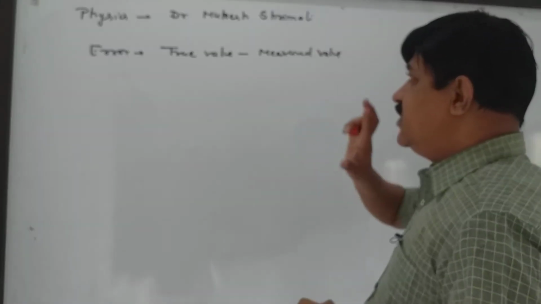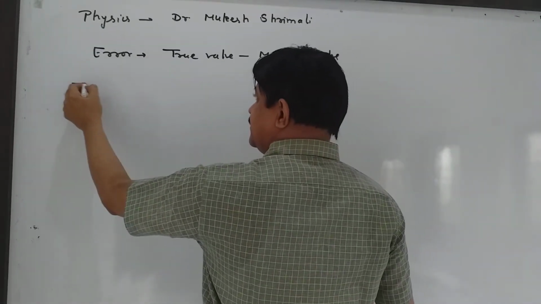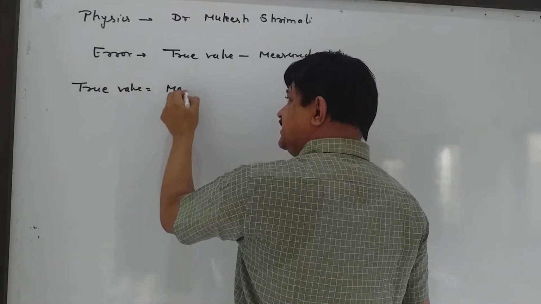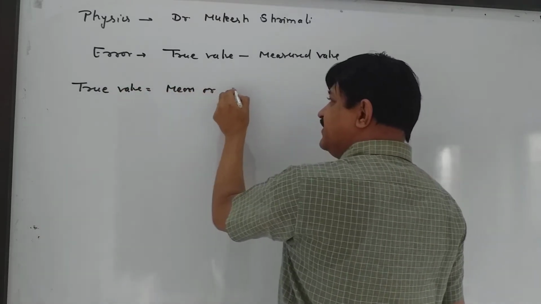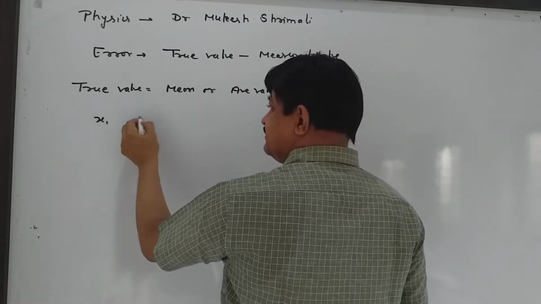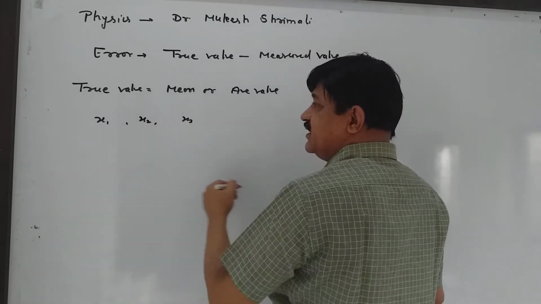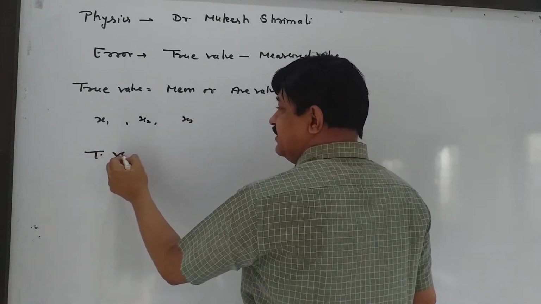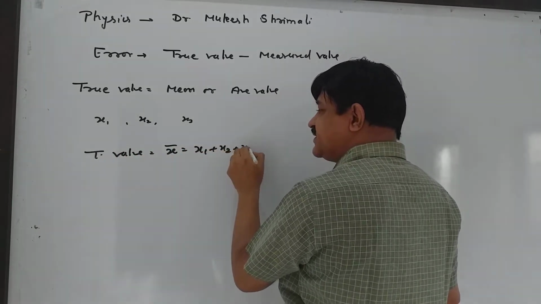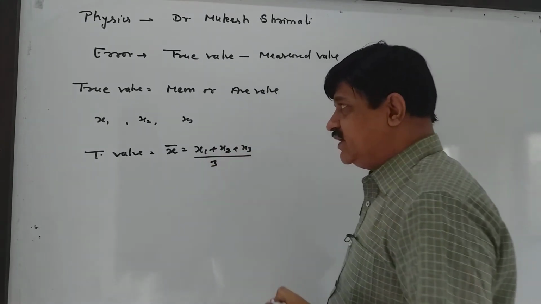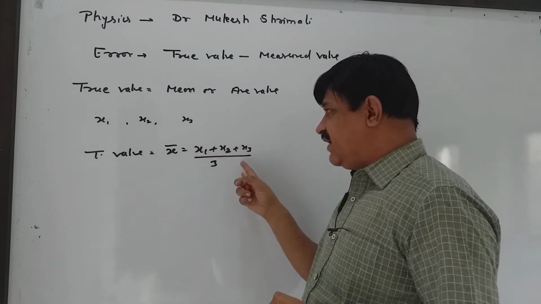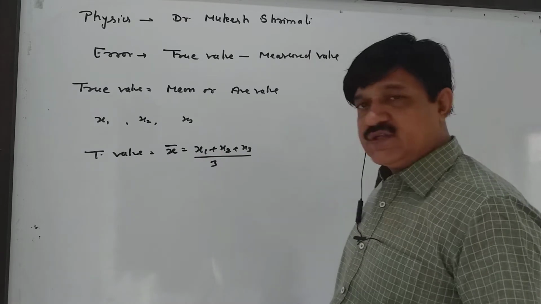First of all, you must know what this true value is. True value is simply nothing but the mean or average value. Such as, if you have three observations x1, x2 and x3, and you want to find out what its true value is, its true value will be simply x bar, which equals x1 plus x2 plus x3 divided by 3. This is basically called the true value. So whenever you want to find the true value, just go for the average of these three values.